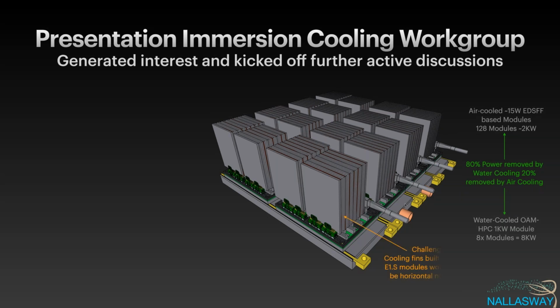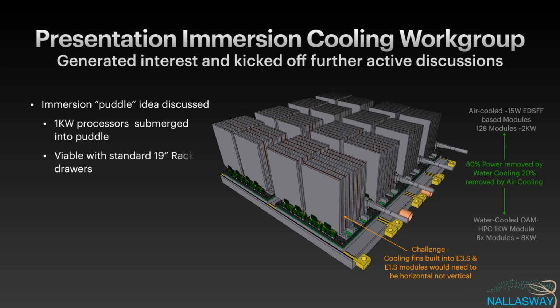One challenge that we will have is with E3 and E1. The actual cooling fins that go in the opposite direction are an industry standard right now, and we would need them to go horizontally. So that's a challenge for this architecture with the way the industry is trending on E3 and the E modules.